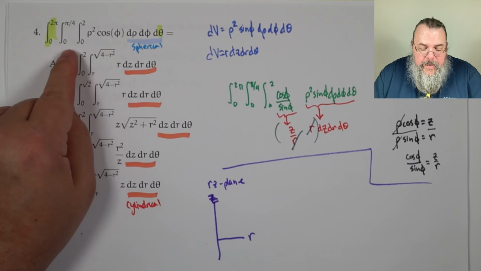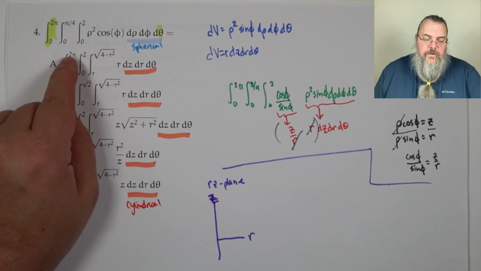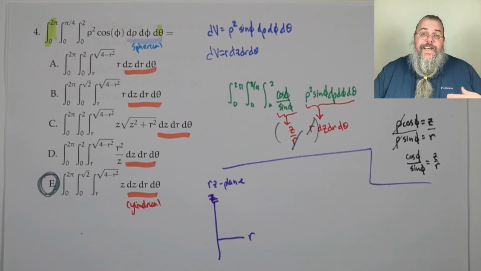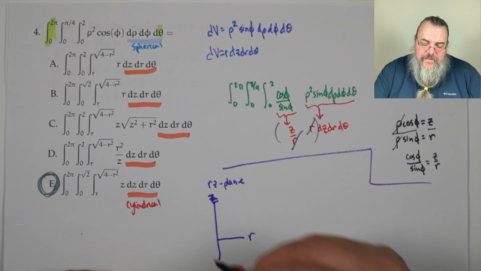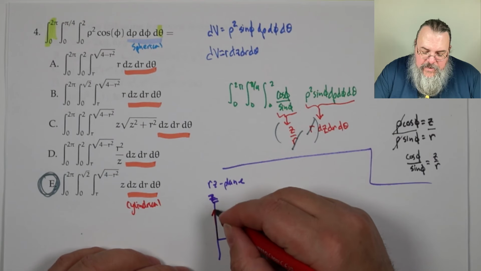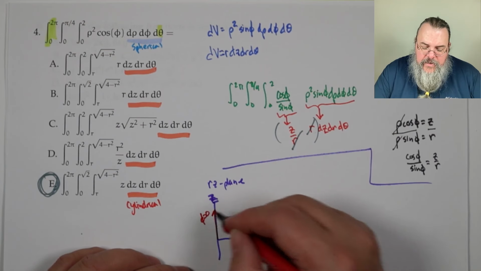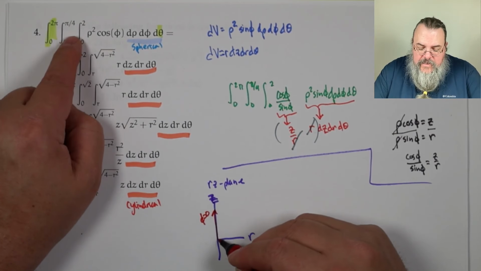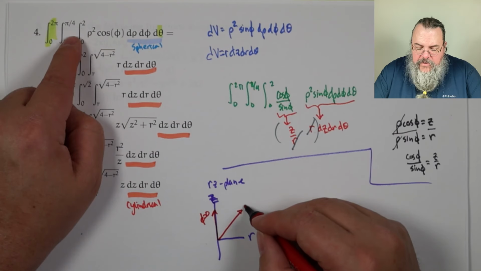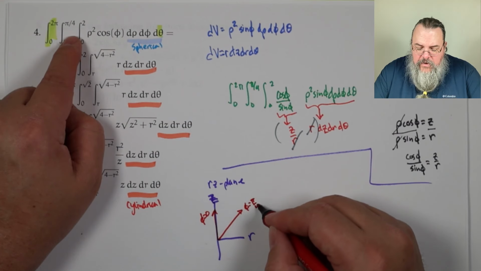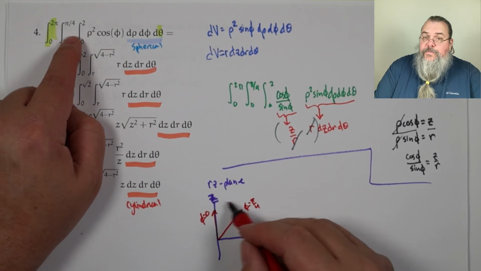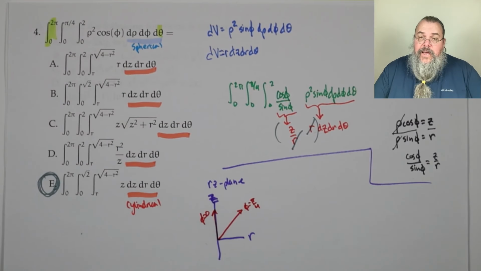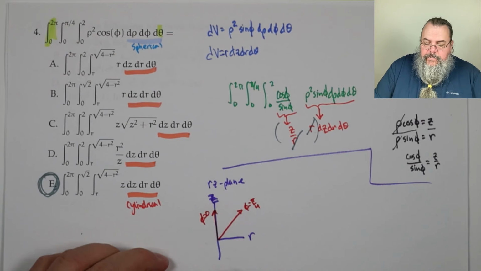We have our phi. Now, we should understand what phi is. Phi is the angle off of the positive Z axis. So phi equals 0, straight up. Phi equals pi over 4, well, that's coming out at a 45-degree angle. So that says we're going in between these two locations.